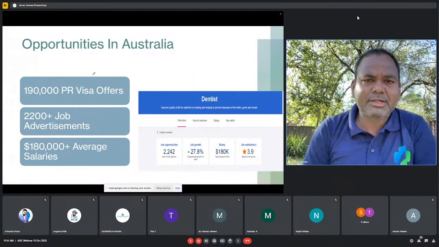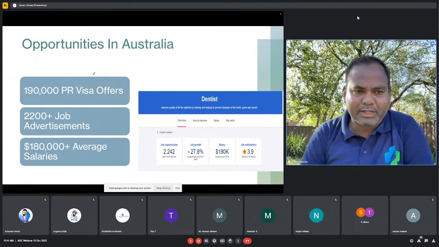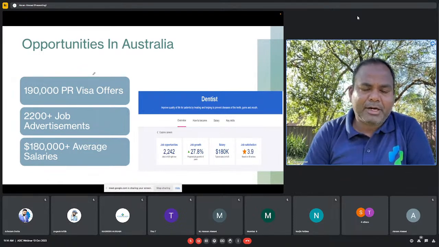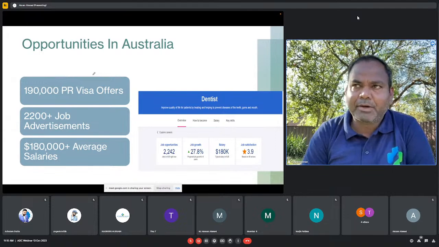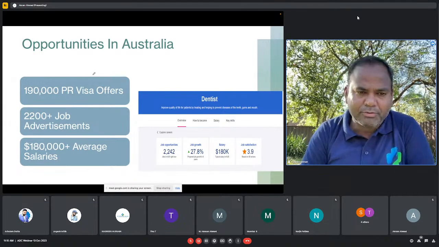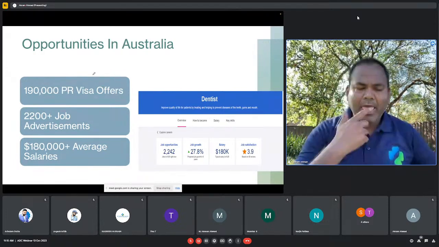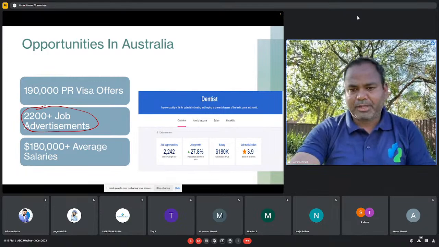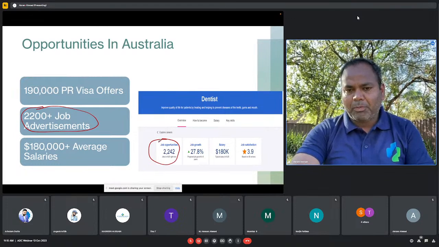As for the opportunities for dentists, Australia always provides a permanent visa, the PR visa, so you can live and work here permanently. This year they will give 190,000 visas for PR. Currently a lot of advertisements are available on job sites. In Australia, the number one job website is seek.com.au, where any professional looking for a job should go. Currently you can see 2,200 job advertisements ongoing on this website, so based on this data, this much job opportunity is there.